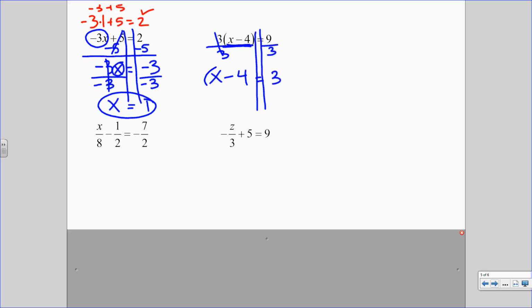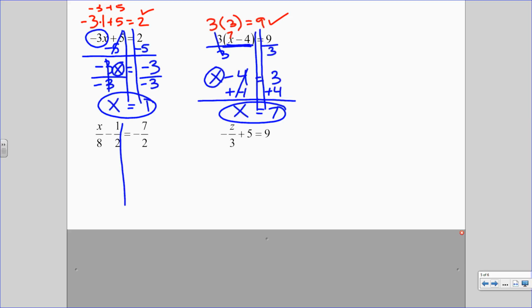Now you find your variable. Notice that it's being subtracted by 4, so we're going to add 4. And then I have an x alone on this side and 7. And I can check that to see if I'm right by replacing a 7 here. So 7 minus 4 is 3. Is 3 times 3 equal to 9? It is. So we are correct.